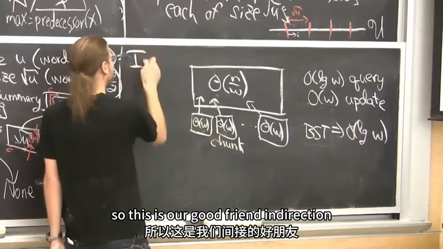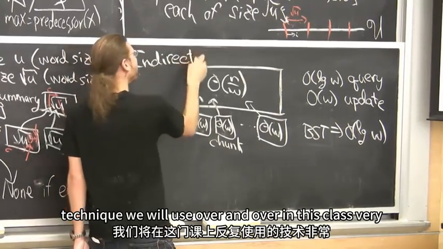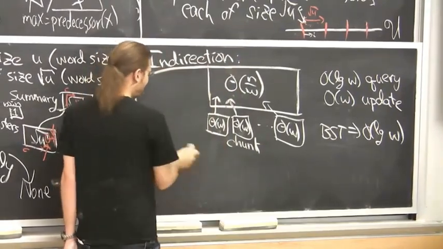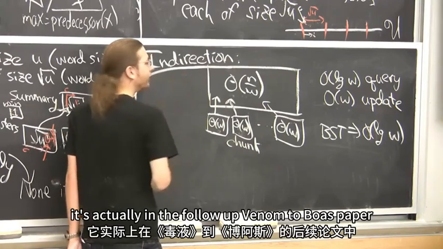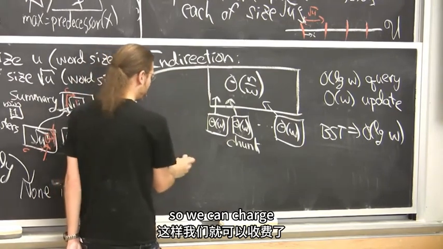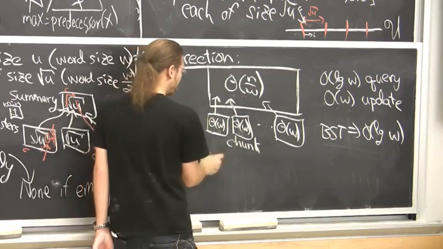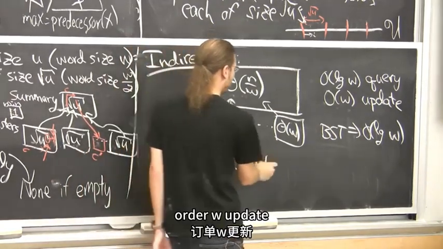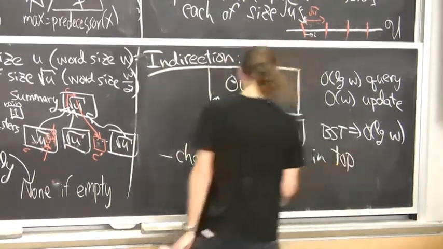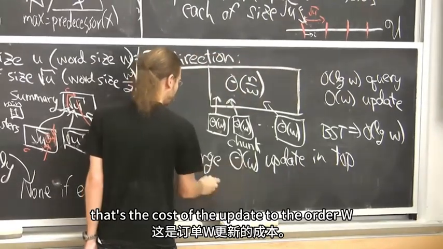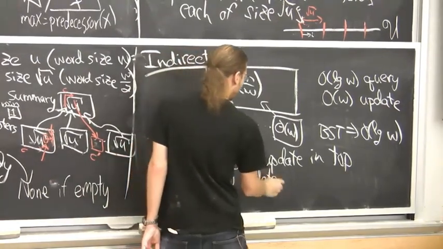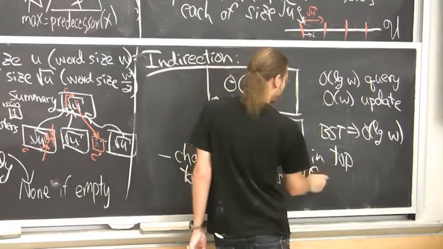So this is our good friend, the indirection technique, which we will use over and over in this class. Very helpful when you're almost at the right bound. And it's actually in the follow-up Van Emde Boas paper. A similar indirection trick is in there. So we can charge the order W update in the top, that's the cost of the update, to the order W updates that have actually been performed in the bottom.